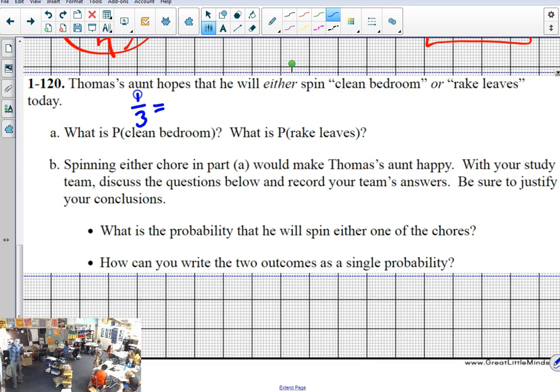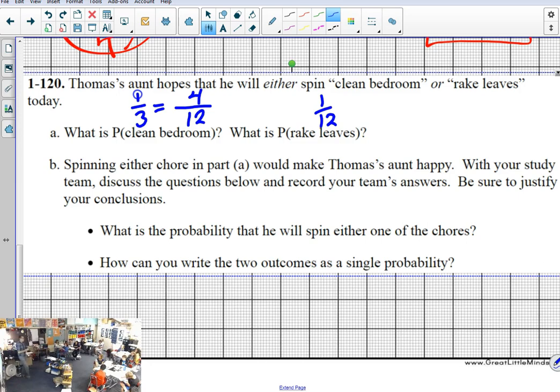So since clean bedroom is 1/3, to make that common denominator, we want twelfths, right? Because we already figured out the probability of raking leaves is 1/12. So to make this a 12, what do we have to multiply by? Anybody? 4. So my numerator becomes 4/12.